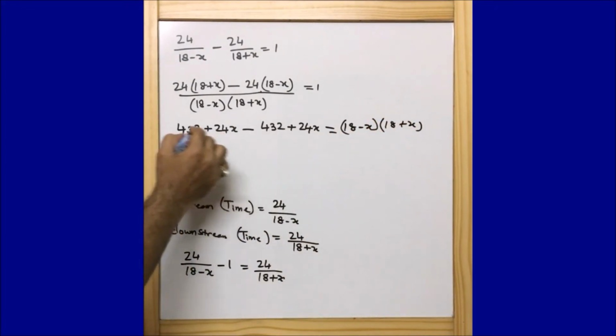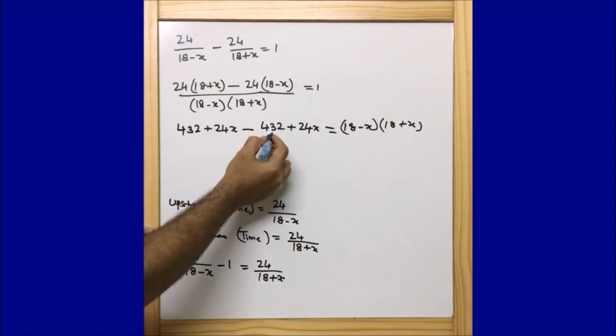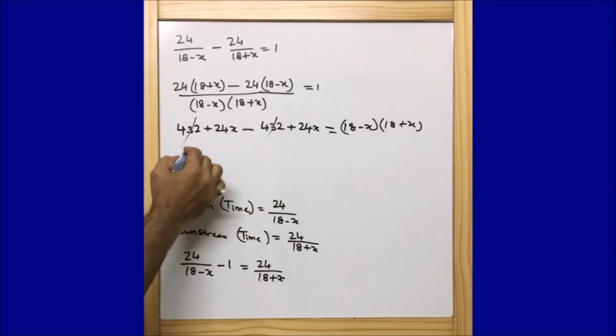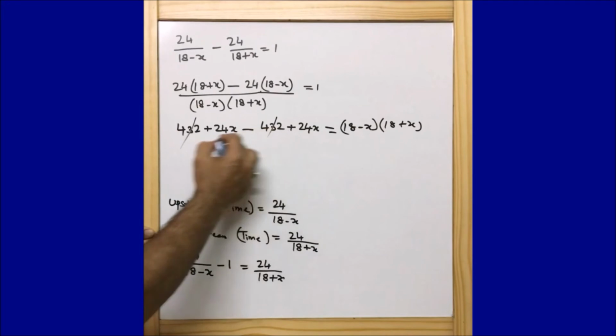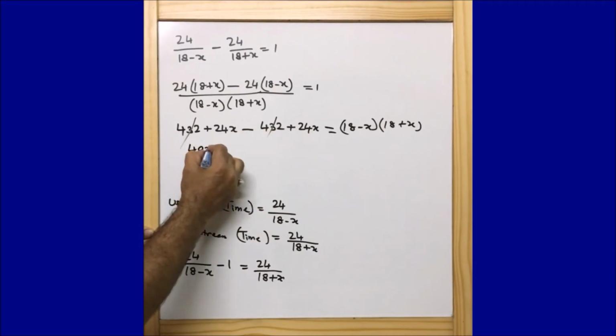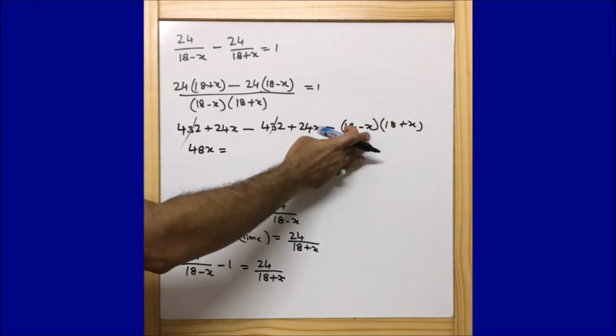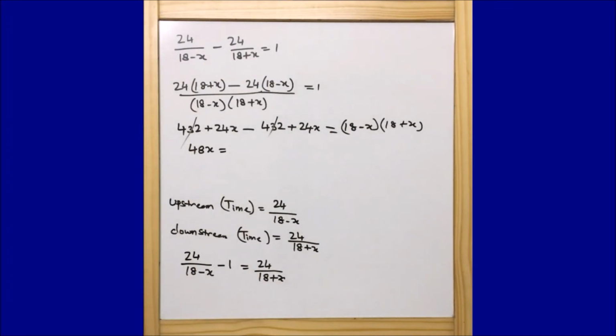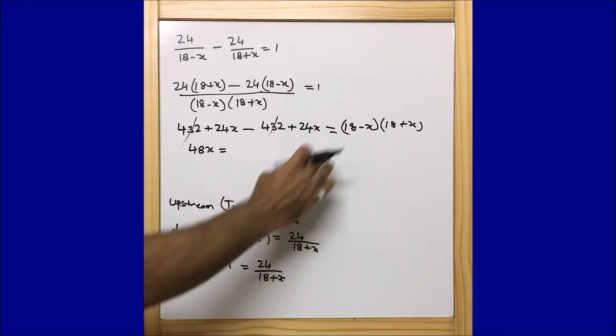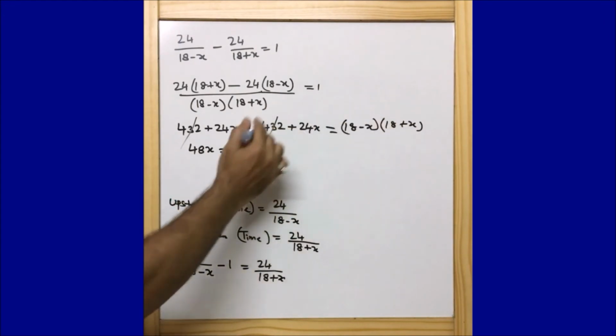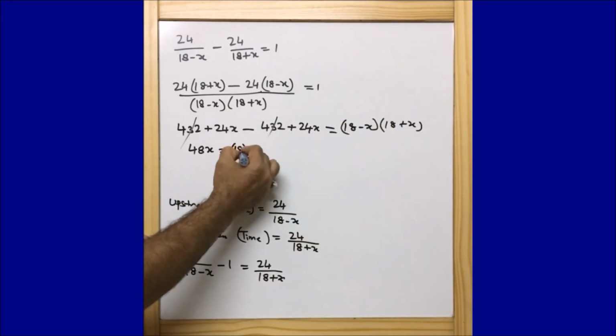Okay, so you could see that plus 432 and minus 432 cancel out, and I am left with plus 24x plus 24x, which is 48x. And now what we have here is (18 minus x) into (18 plus x), that means (a minus b) into (a plus b). So what do we get if we multiply (a minus b) into (a plus b)? Nothing but a square minus b square.